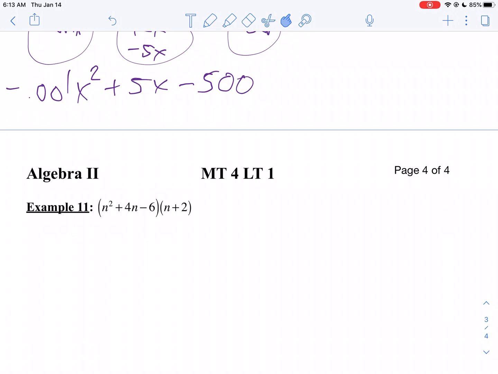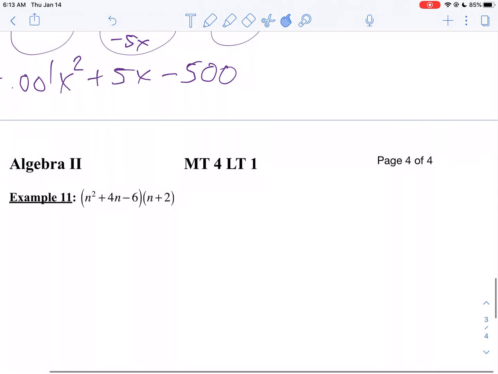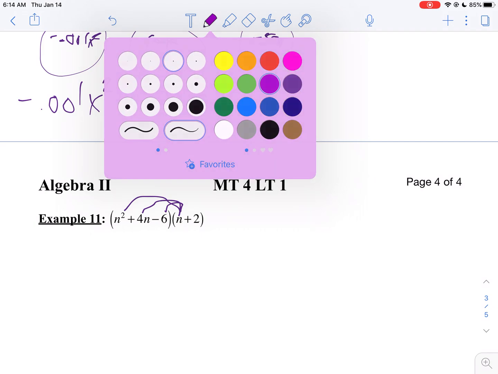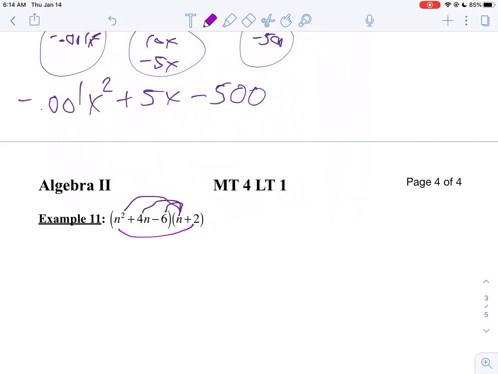Here's a review of multiplying polynomials. If I take a polynomial, I'm going to double distribute or triple distribute that into the other polynomial. I always like to start with the smaller one. So I'm going to take n and multiply n by each term in the first polynomial. Then I'm going to take 2 and multiply it by each term in that polynomial.